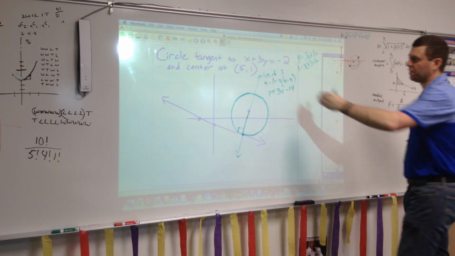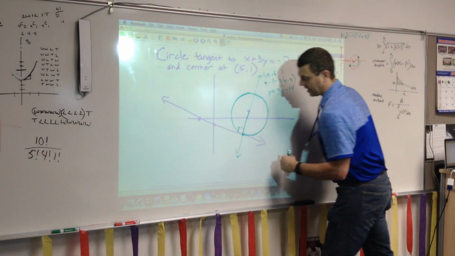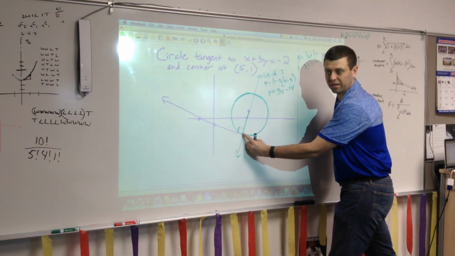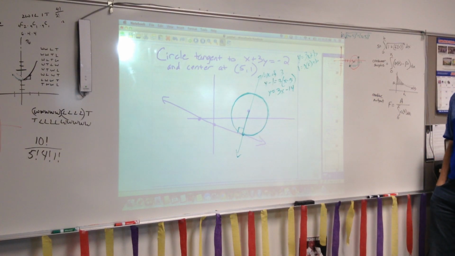Now again, why am I finding the equation of this line? Well, I want to know where this line and this line meet, because if I can find that coordinate, then I can find my radius. Okay? How do I figure out where those two lines meet? Graph it, or table values, or set them equal to each other.